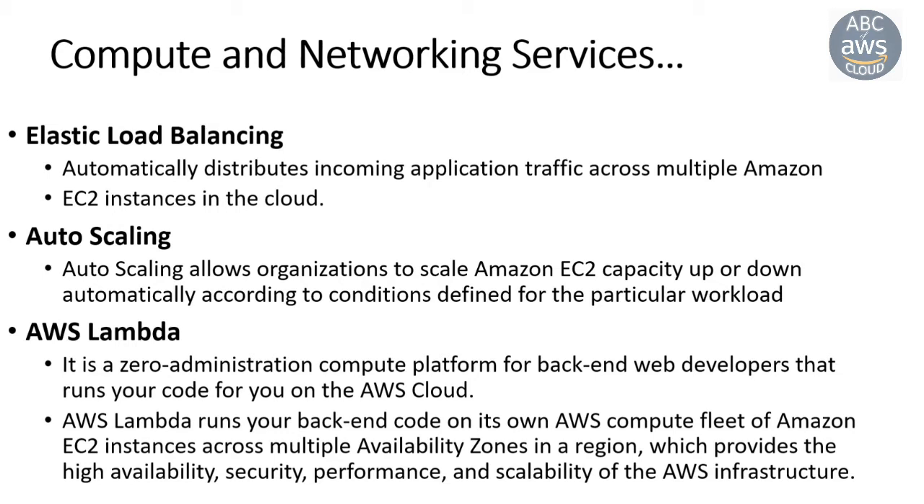Load balancing is to balance the load. So there may be more load in your service, and this service will balance the load, distribute the load. Next is auto scaling. Auto scaling allows organizations to scale Amazon EC2 capacity up or down automatically according to conditions defined for your particular load.